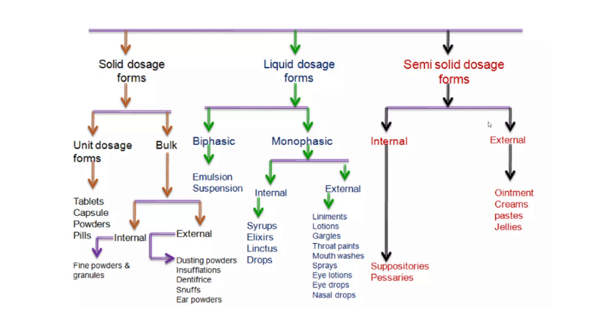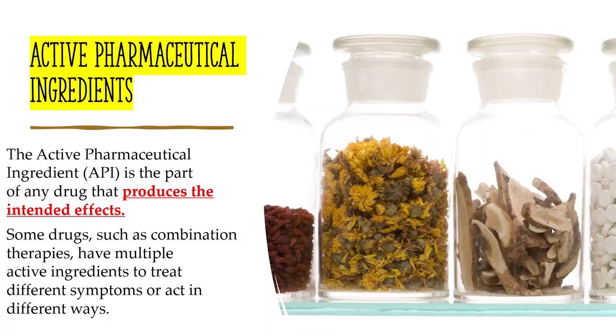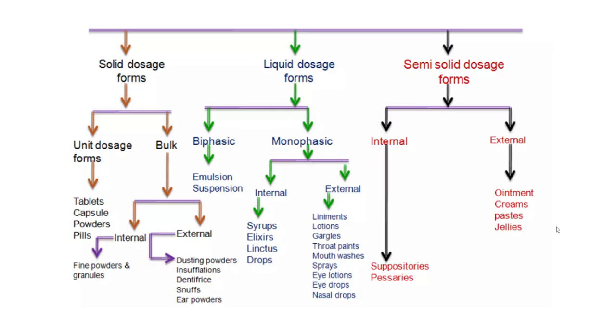For the semi-solid dosage forms, internal and external also exist. The internal semi-solid dosage forms are suppositories and pessaries. Suppositories are for rectal use, while pessaries are for vaginal use. External are the ointments, creams, pastes and jellies. So these are all kinds of dosage forms.